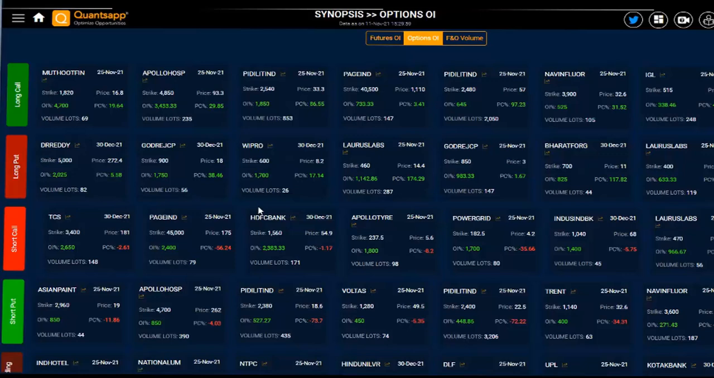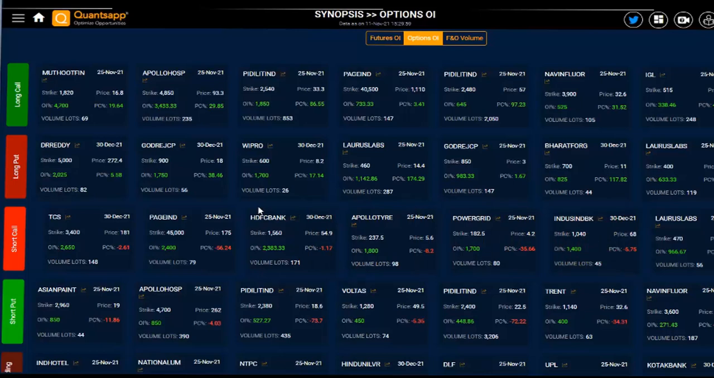So this tells me that these are the put options where the prices are going up along with the OI going up, indicating something negative happening over there. TCS, HDFC Bank, Apollo Tyre, Power Grid, IndusInd Bank. Shorts are happening on call, okay.